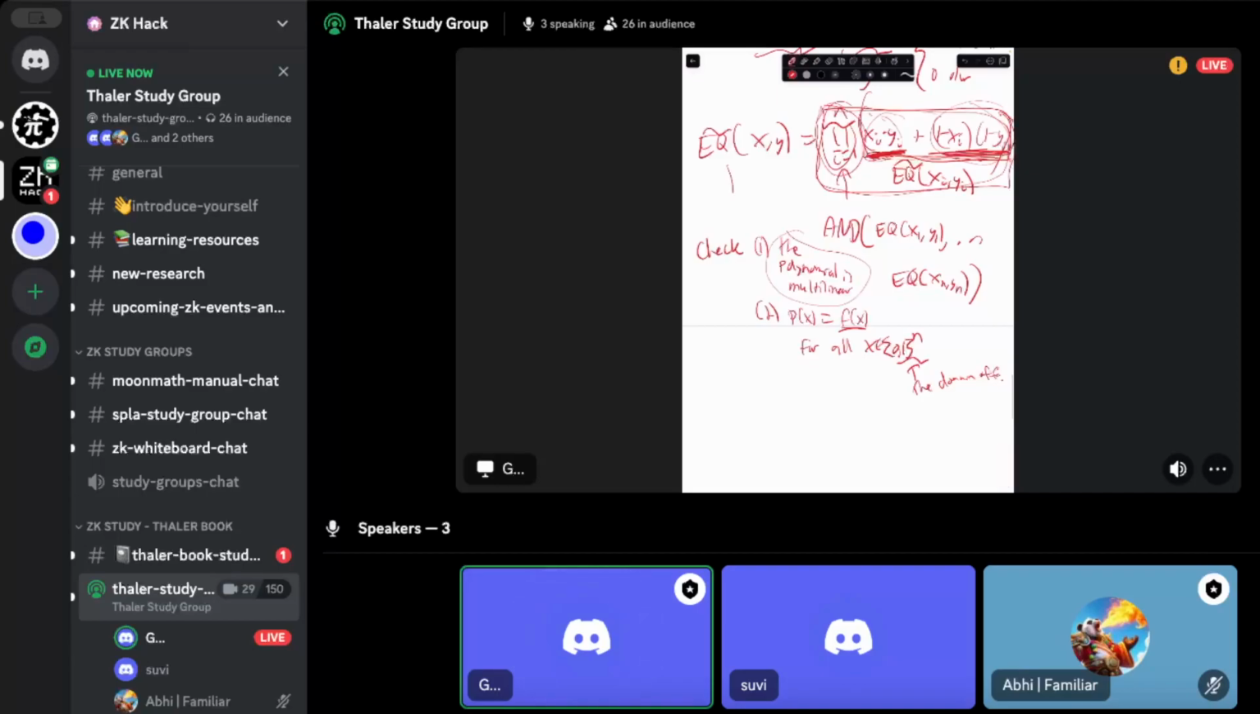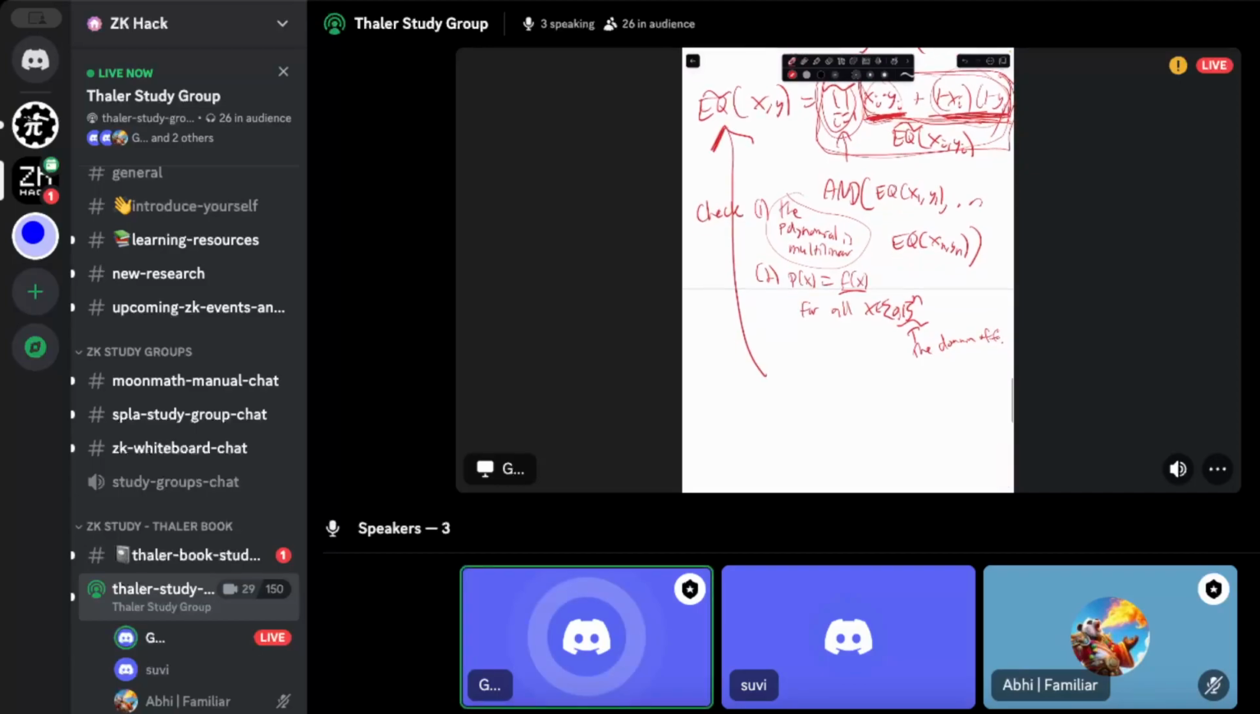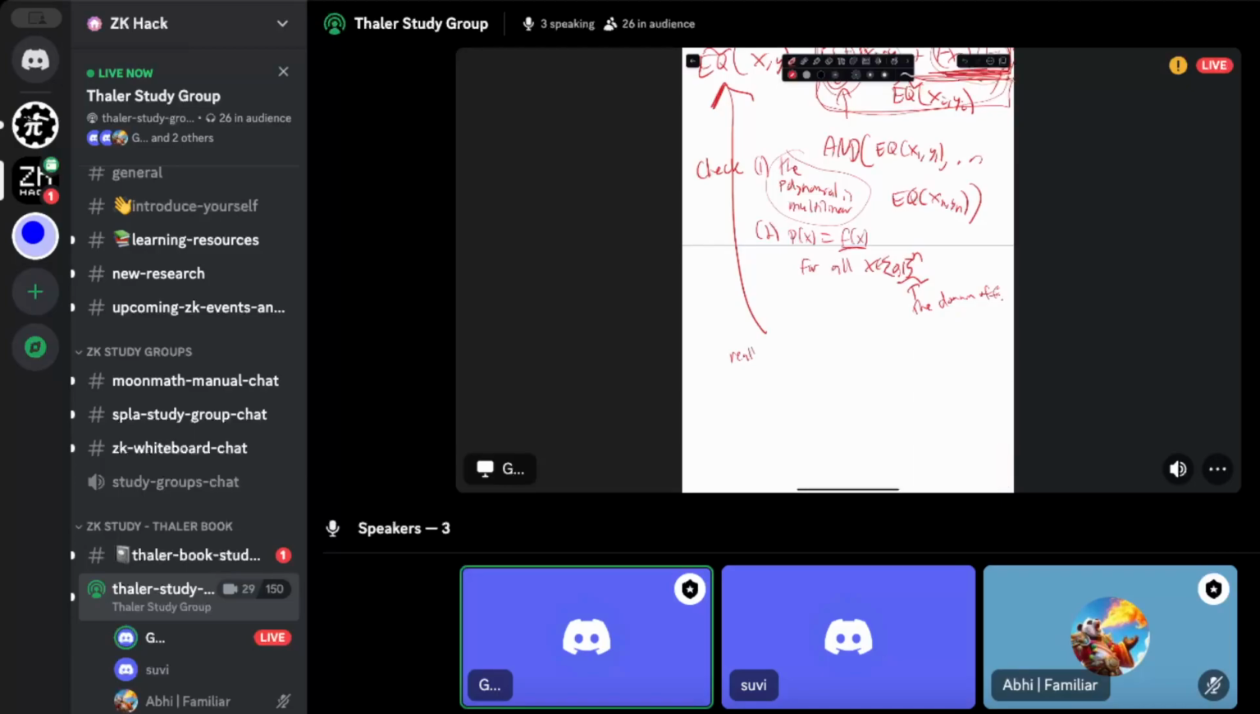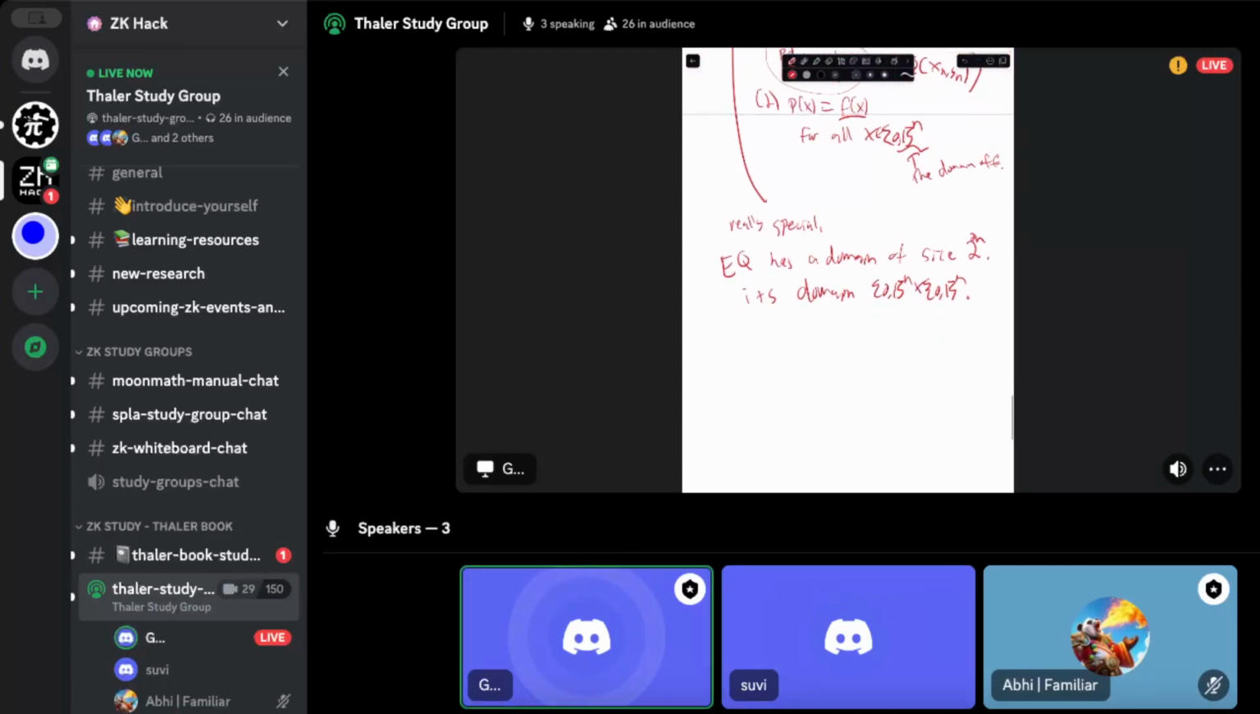But one thing I'll mention right now: this equality function, as well as ANDs and ORs and NOTs, are also nice. So this is really special. What's going on here is that EQ, the equality function, has a domain of size 2 to the 2n. Its domain is {0,1}^n by {0,1}^n. If n is fairly big, say 20 or something, its domain size is 2 to the 40, a really big domain.